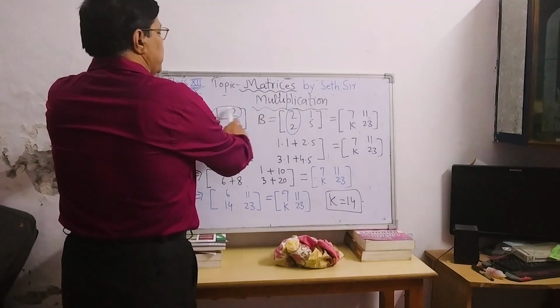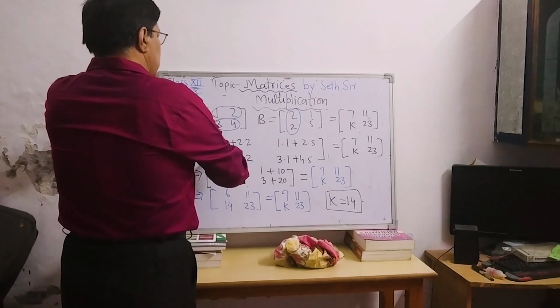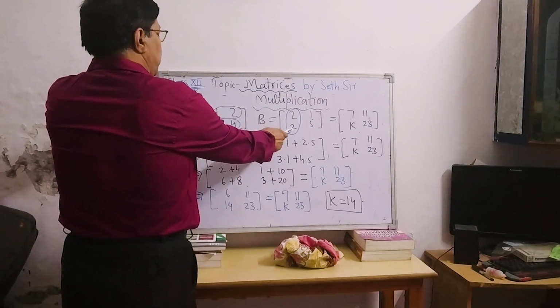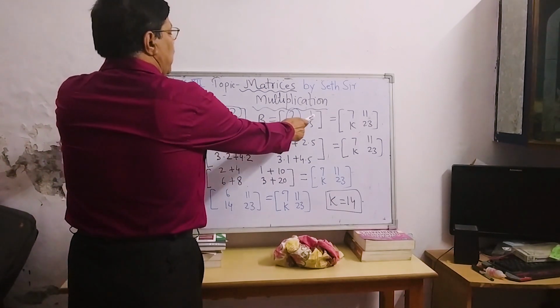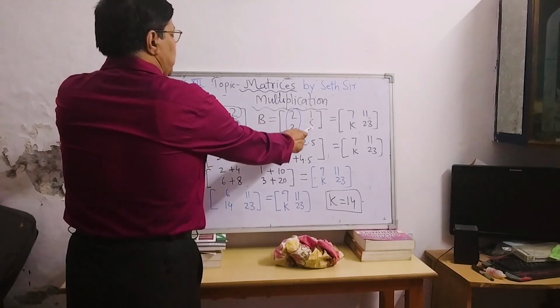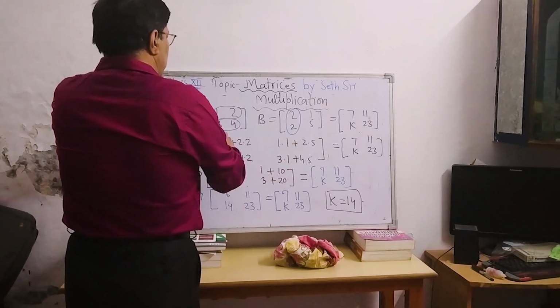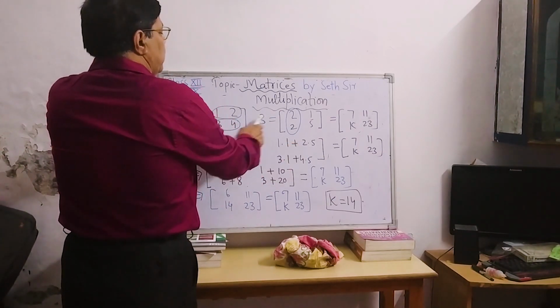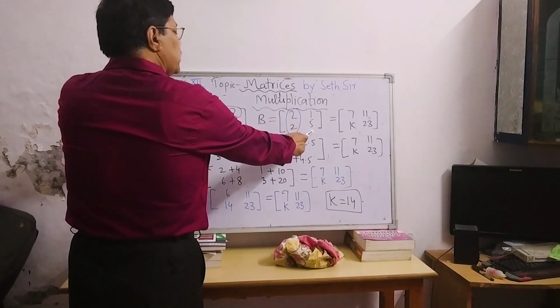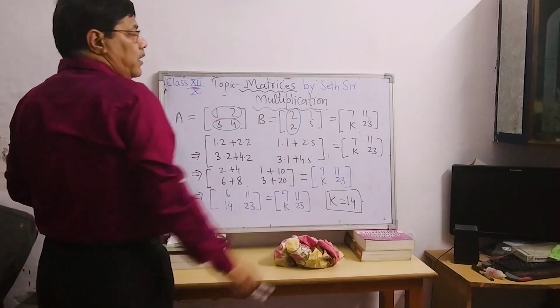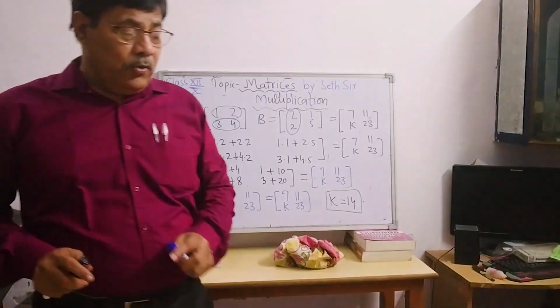Each element will be multiplied by this, then this element will be multiplied by this, then add together. Similarly, the same elements will be multiplied by this, right here. Now take the second row, these elements will be multiplied by this element will be multiplied by this. Then simplify and compare, and you will get the value of k.